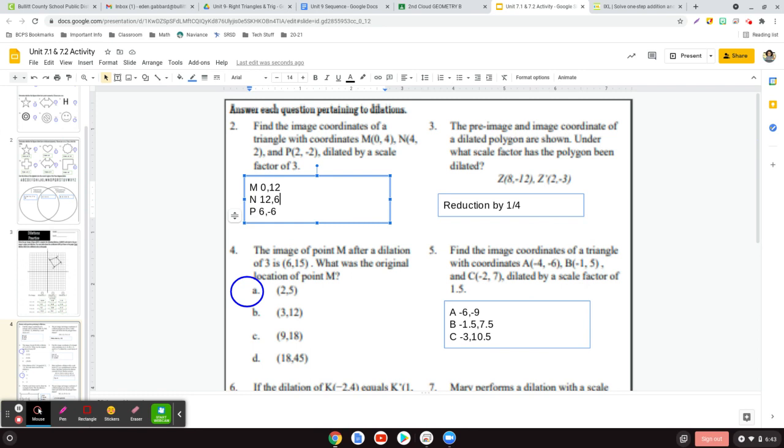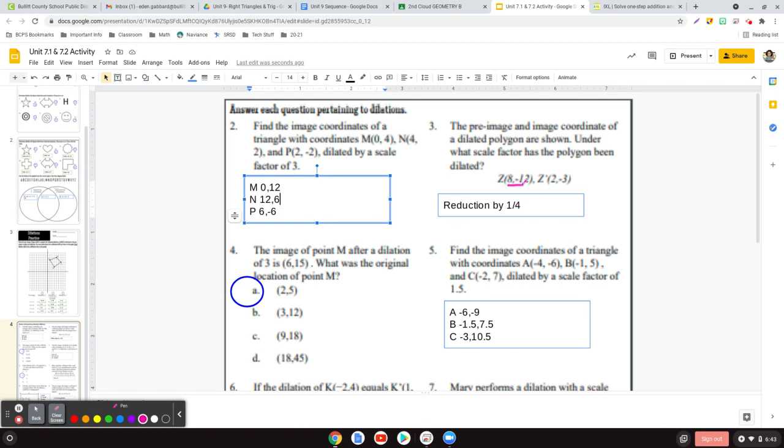So on number 3, it's telling us that we have a pre-image and an image coordinate of a dilated polygon. Under what scale factor has the polygon been dilated? Well, first off, we need to figure out which one of these points is our original point. Well, we can tell that easily because this point here has this little prime up here. So we know that that means that's our ending image.